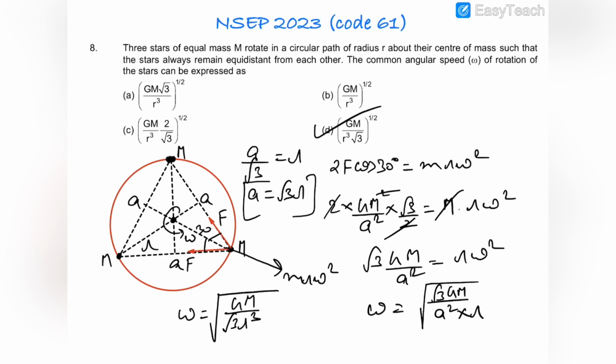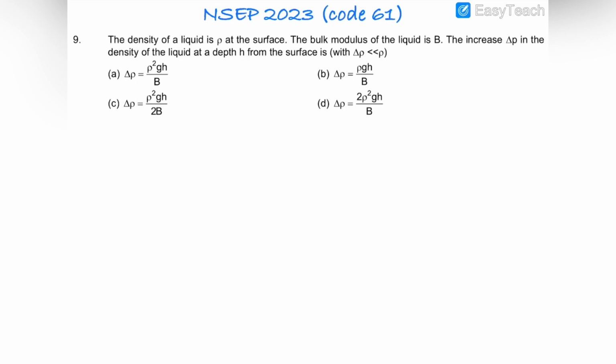Now let's move on to the next question. In this question, you can see that the density of a liquid is rho at the surface and the bulk modulus is beta. Now we have to find out the increase in the density of the liquid at a depth of h due to the pressure of the liquid. Also we have to assume that rho is much greater than delta rho, which means that this change in density with depth is negligible compared to the original density at the surface. We know that stress is dP and stress upon strain, dV by V, is equal to minus the bulk modulus, and dP is equal to minus bulk modulus into dV by V.